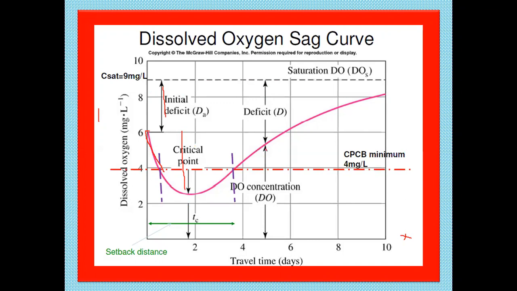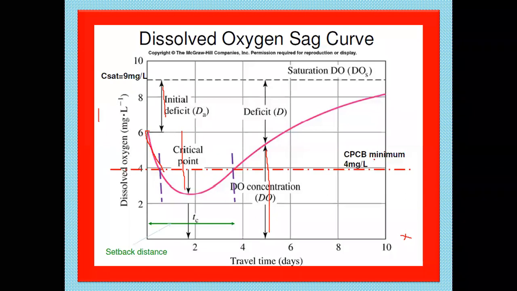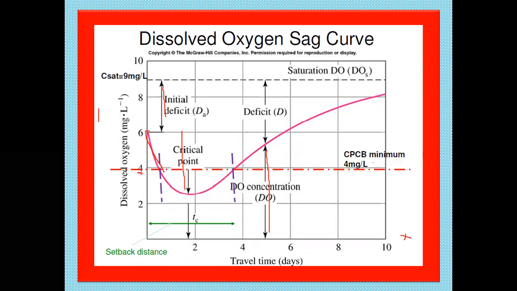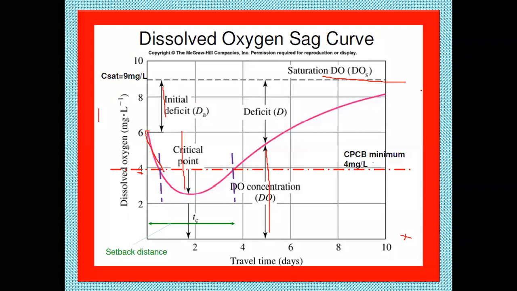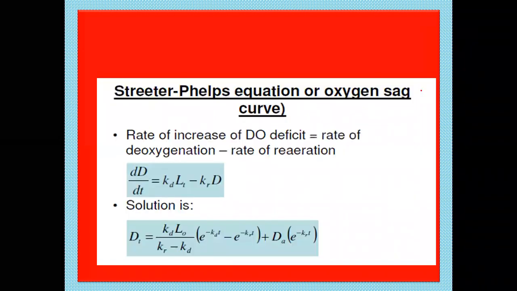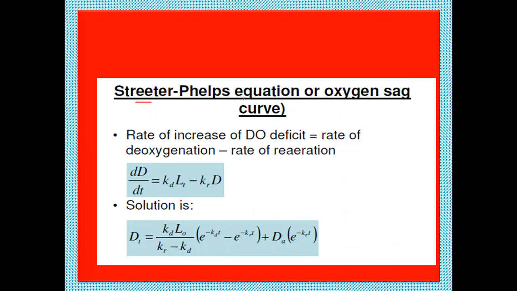The dissolved oxygen concentration is this level. The minimum we are using is 4 mg per liter, right? So the saturation point is this point. If you see the formula given by Streeter-Phelps for the oxygen curve, the rate of increase of DO deficit is equal to the rate of deoxygenation minus the rate of re-aeration. That is dD/dt = K_D L_t - K_R D.